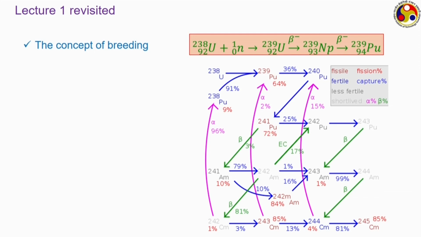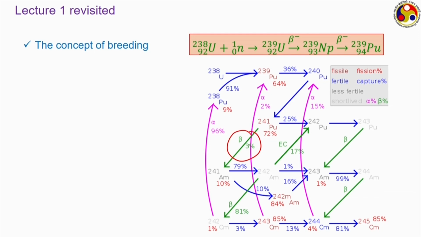It has a 72% possibility of fission, but it can also participate in a couple of other reactions. There is a 25% probability of a neutron capture reaction to produce Pu-242. There is also about a 3% probability of having a beta reaction to produce Am-241, but these are generally less fertile kinds of isotopes, and their half-lives are quite small as well.